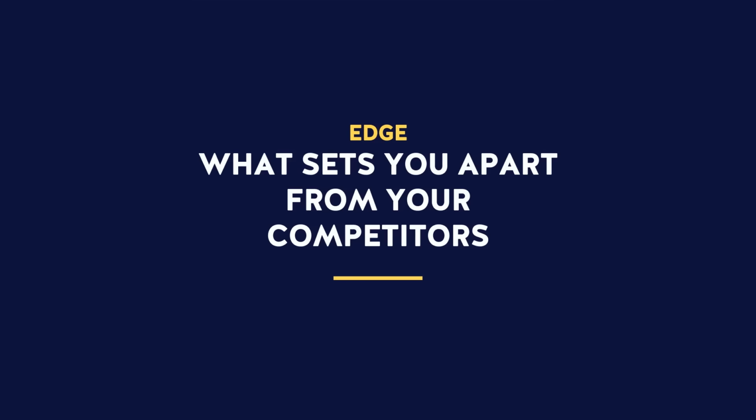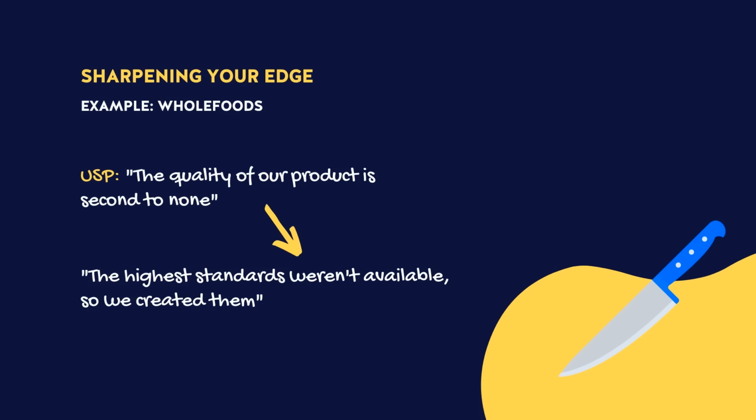So when it comes to sharpening our edge, I've used Whole Foods as an example, which the USP is pretty bland. The quality of our products is second to none. Everyone says that. And even the rewritten USP isn't the most imaginative. I deliberately chose something that I felt was everyday, because when we're working with clients, we don't always get that creative freedom that we can go with really on the edge, pun intended, marketing campaigns. Often reassurance is what they want, and they want to blend in with the competition, just providing the best offering within the same market, as opposed to appearing so good that they actually jump out of that market.